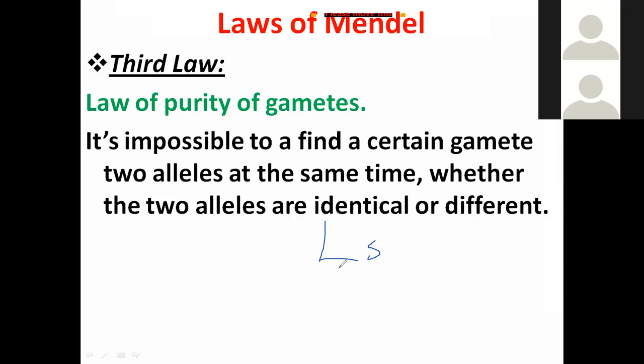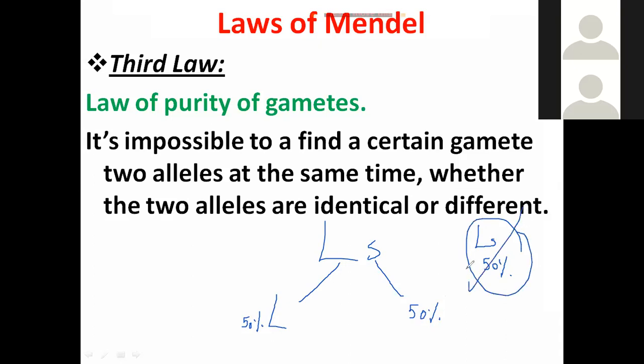We have LS, two different alleles. How many gametes? Here we have L will be 50%, and S will also be 50%. Can you say that we have only one gamete LS 50%? Can we say this? No, it's not applicable. It doesn't occur. And this is the explanation of the third law. It's impossible to find a certain gamete carrying two alleles at the same time. We don't have a gamete containing two alleles at the same time. Either L or S. We can't have both alleles at the same time.